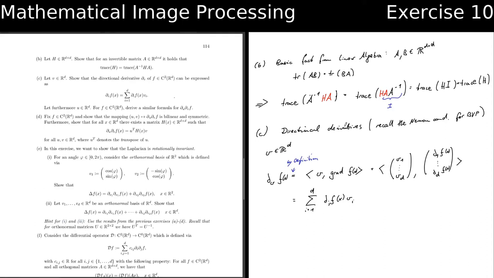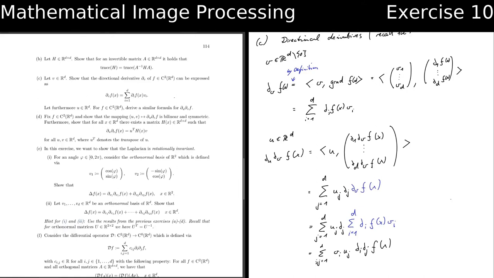Recall that we had so-called normal derivatives in the Neumann boundary condition for boundary value problems. So the directional derivative in general works for any direction v in R^d that is unequal to zero. In this case, we calculate the directional derivative in direction of v by calculating the scalar product of v, our direction, with the gradient of f. And this way, we can derive also the formula given in the exercise.